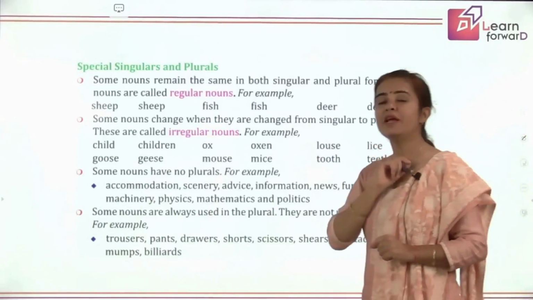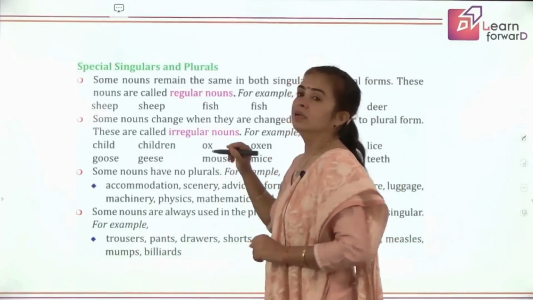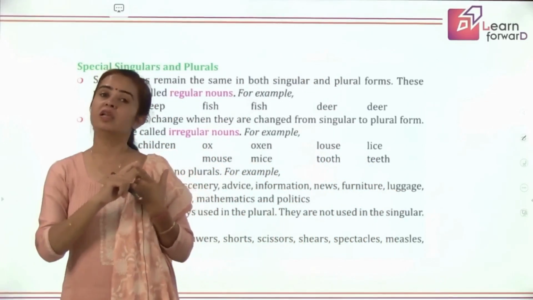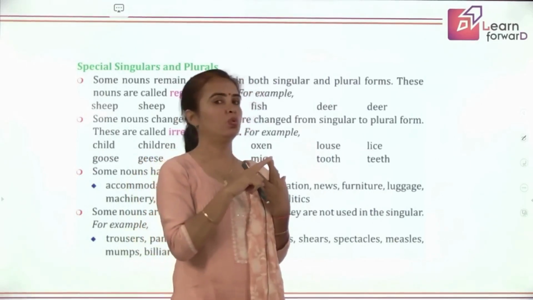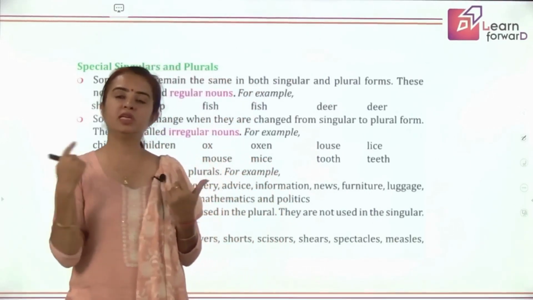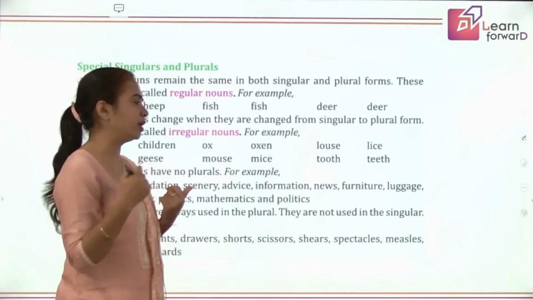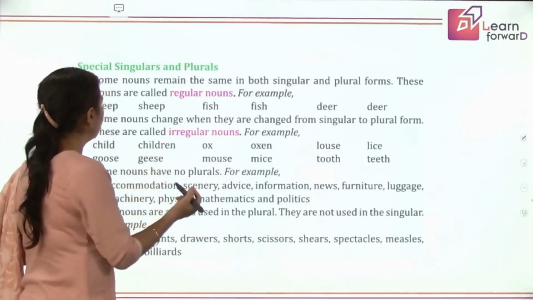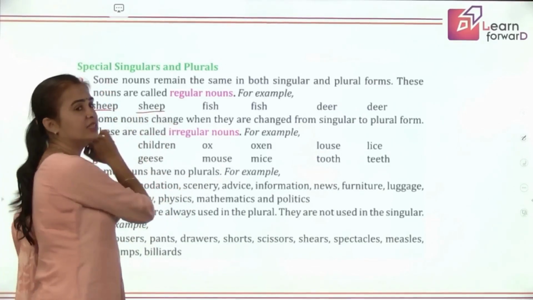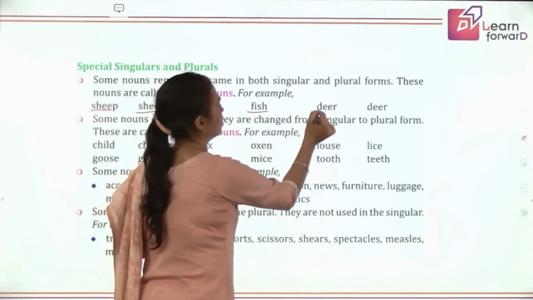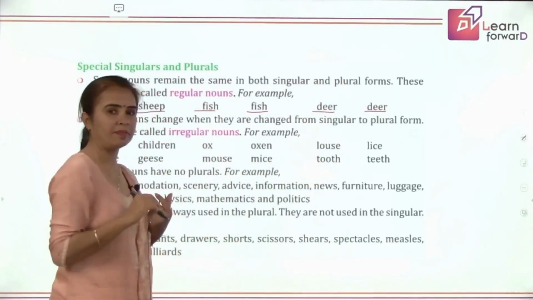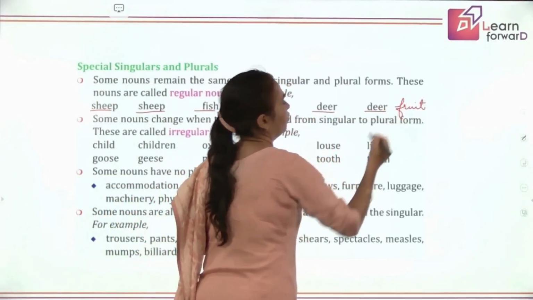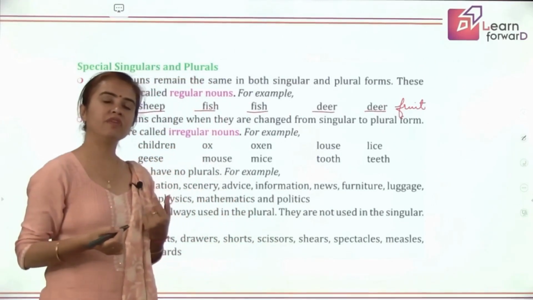Now there are some special singular and plural also. What's special about them? There are a few nouns which are singular in number, but we use the same in plural also. Like we have sheep. Sheep is used for singular as well as plural. Then we have deer. Deer is also used for singular as well as plural. Sheep, plural is also same. Fish, plural is also same. Deer, plural is also same. Similarly for fruit, if it's singular, it is fruit. Even in plural, we say fruit.